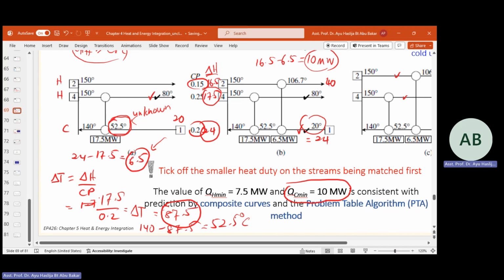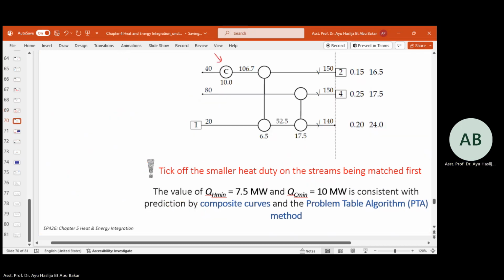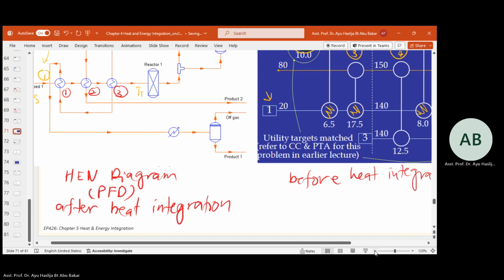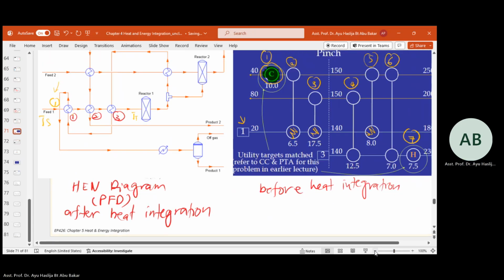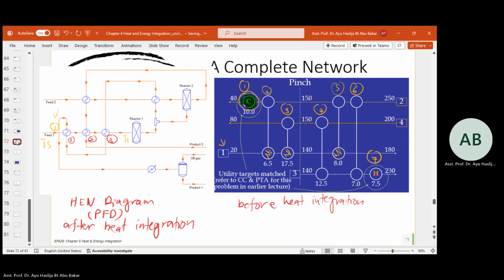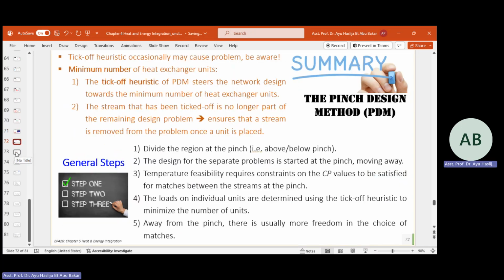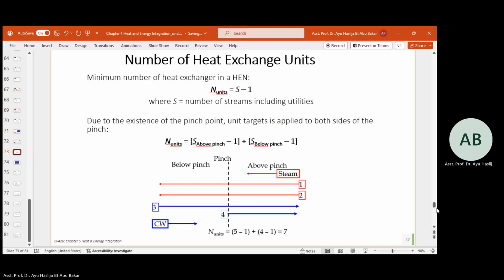Okay. One last, the last slide. So the summary you can read on your own. Okay, the number of heat exchanger units. Minimum number of heat exchangers. So this is the formula. Number of heat exchangers, the S here is streams, including the utilities.